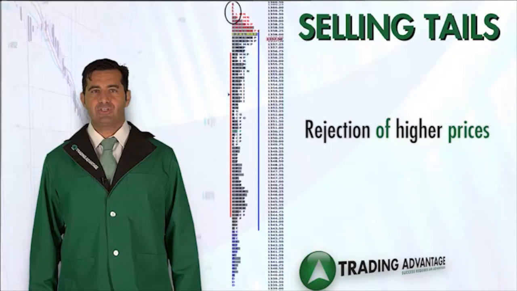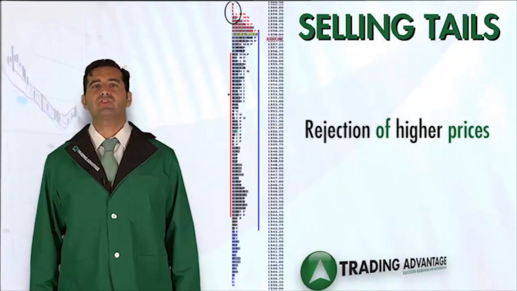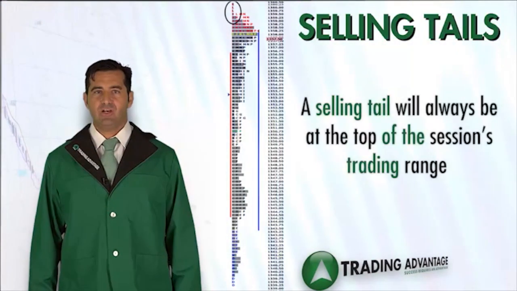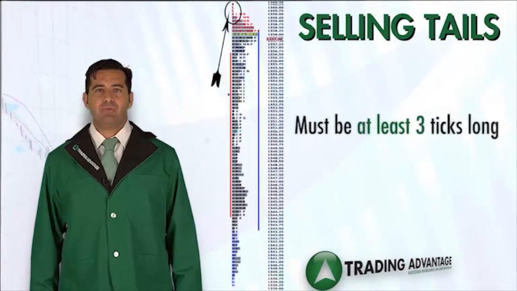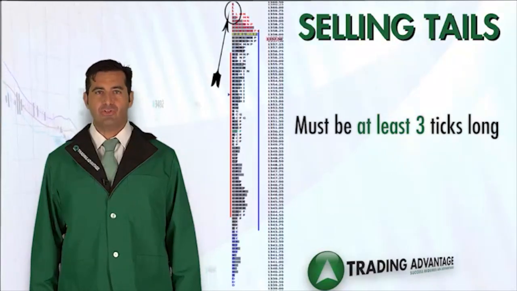Buyers don't want to participate at this level because they feel price is too expensive. A selling tail will always be at the top of a trading session's range. They must be at least 3 ticks long, as shown on the chart.